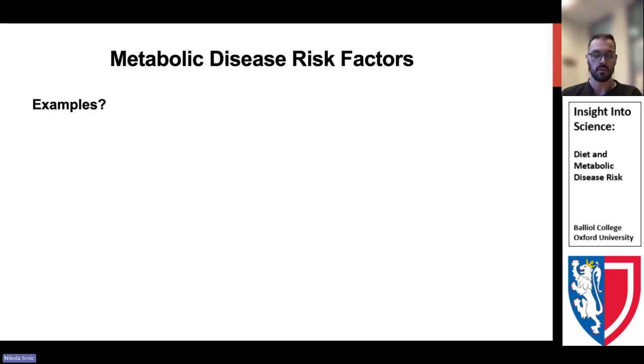Can you guys come up with some examples? So certain things that increase your risk of developing things like high blood pressure or diabetes or fatty liver disease. And we're talking all metabolic diseases, not just fatty liver. So yeah, lifestyle, things like smoking, diet, activity level, these are absolutely on the list. Alcohol is another big one.